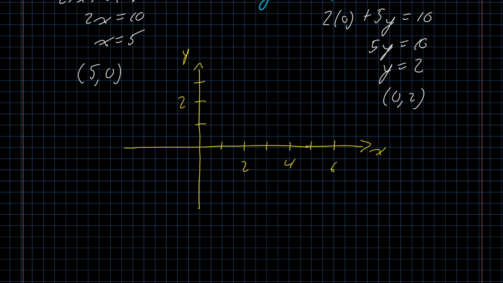All right, but here's the point (5, 0). It's on the x-axis, so it's easy to find. Here's the point (0, 2). It's on the y-axis, so it's also easy to find. Given 2 points, I can draw the line.